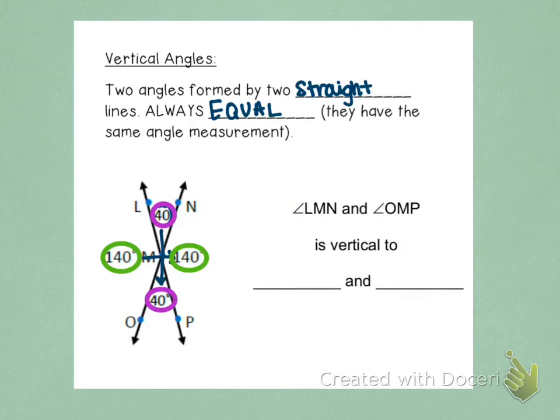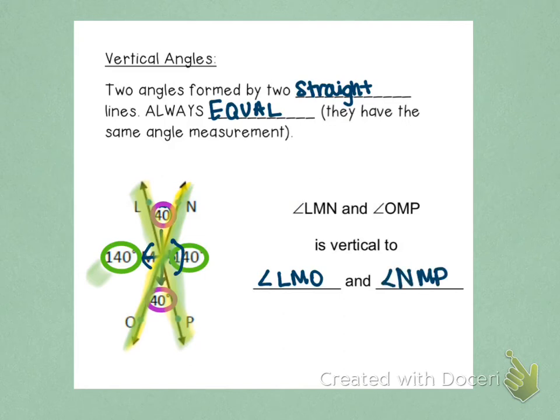So if we look, LMN is vertical to OMP. So those were our pink circles. So let's do our green circles. So therefore, LMO, which is this 140-degree angle, and angle NMP, the other 140-degree angle, are vertical from each other.